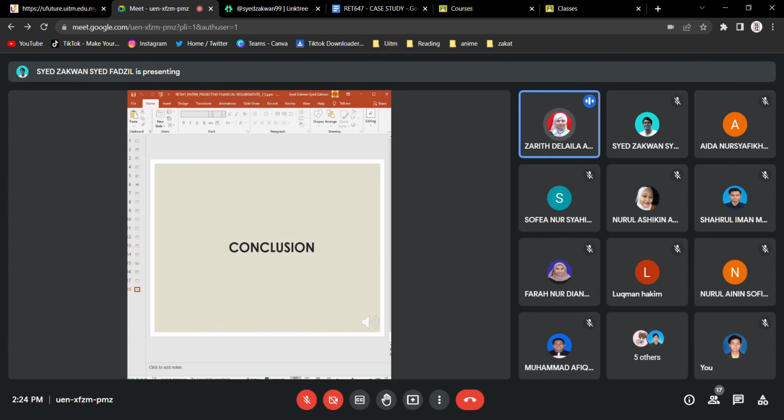Ada apa-apa soalan? Ini sebenarnya boleh kita kata revision jugalah ya, sebab you all pernah belajar juga kan benda ni. Ini lebih kepada teori saja. Okay, ada apa-apa soalan?